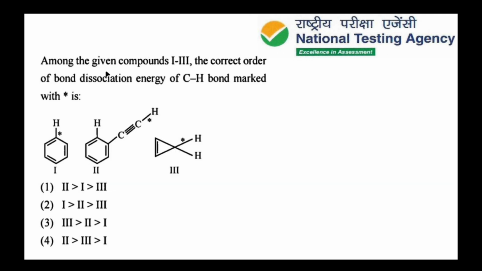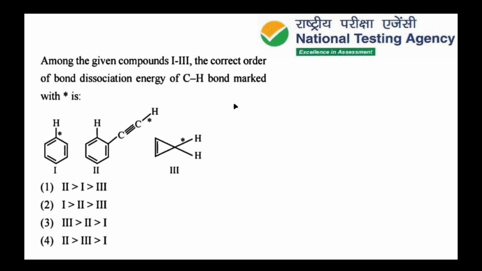The next question is, among the following compounds 1, 2, 3, the correct order of bond dissociation energy of the CH bond marked with an asterisk or star mark is. So here this is the benzene ring CH bond, here benzene attached to an alkyne group CH bond, here the cyclopropene CH bond.